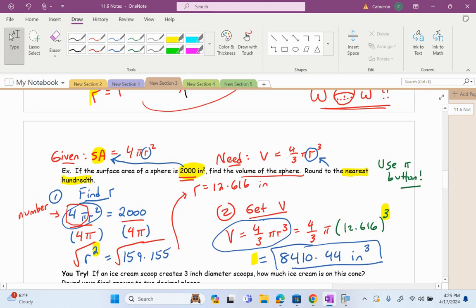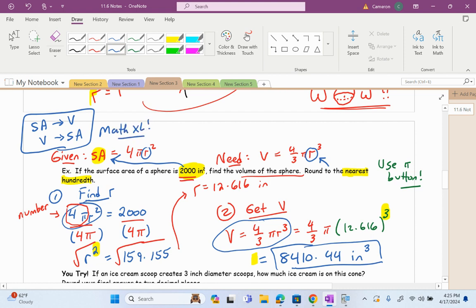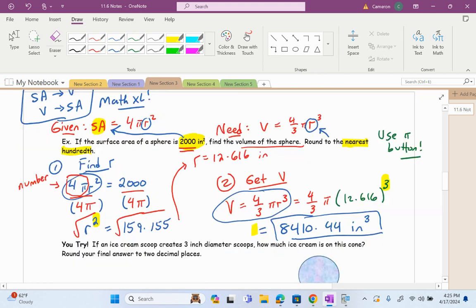So there's kind of two approaches you want to make sure you're practicing. Given surface area, you should be able to get the volume. Given volume, you should be able to go backwards and get the surface area. Okay, so you'll have some on Math Excel that you definitely want to practice. This is one of the tougher types of questions from this section.